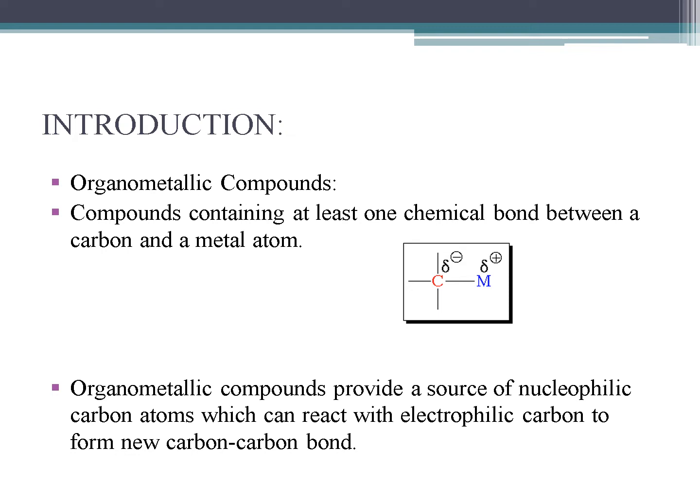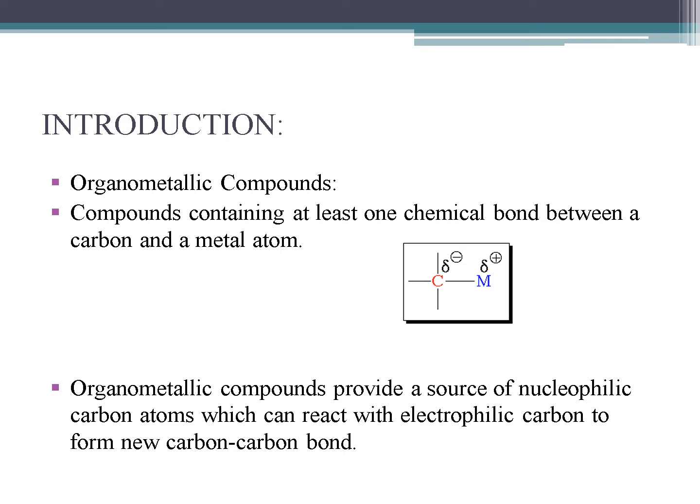So I will give you a brief introduction: organometallic compounds are the compounds which have at least one chemical bond between carbon and a metal atom. In this figure you will see that there is a bond between carbon and a metal atom. So we call it an organometallic compound. Organometallic compounds provide a source of nucleophilic carbon atom, which reacts with electrophilic carbon to form a new carbon-carbon bond.